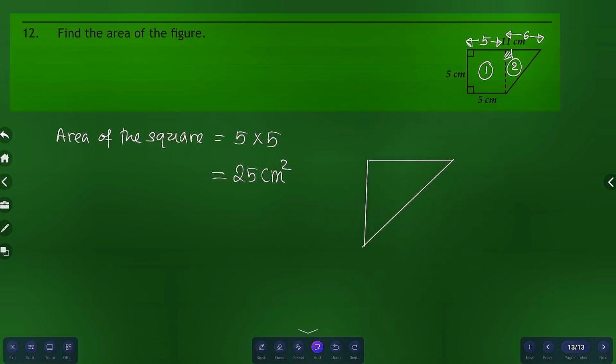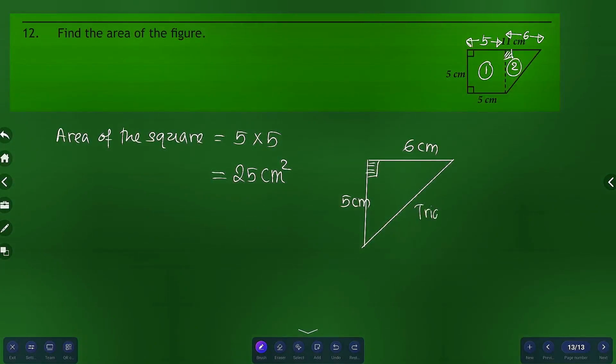Hari, look. This is a 90-degree angle. This is 6 centimeters. This is 5 centimeters. Right. How to calculate the area of the triangle?